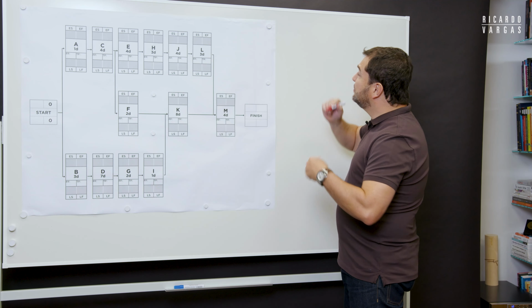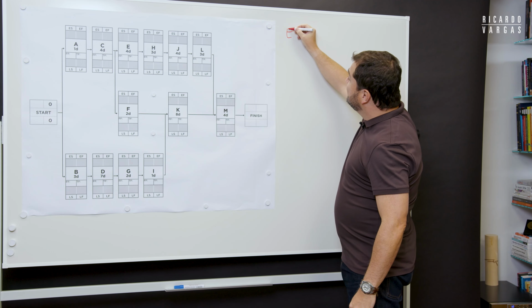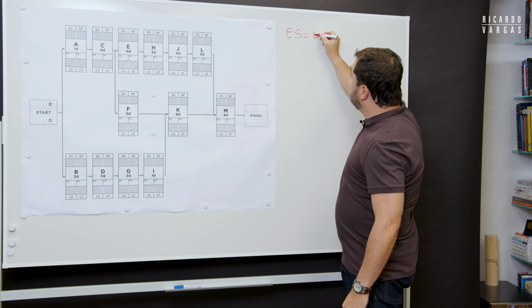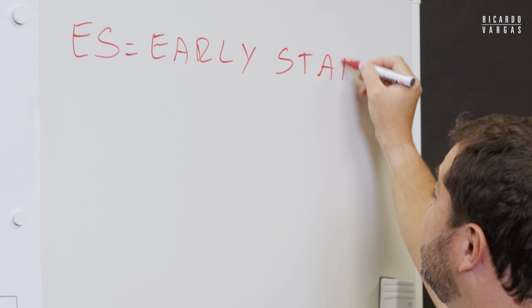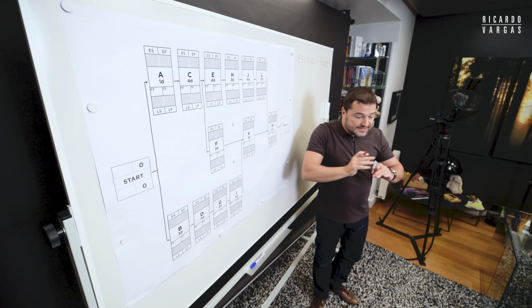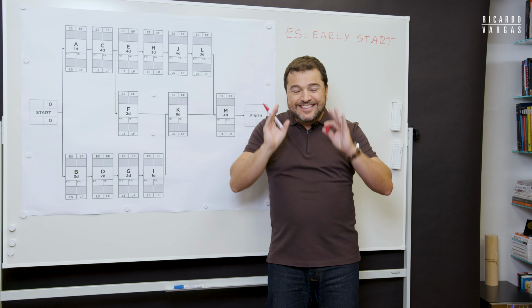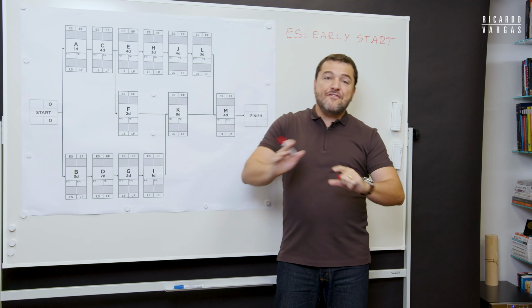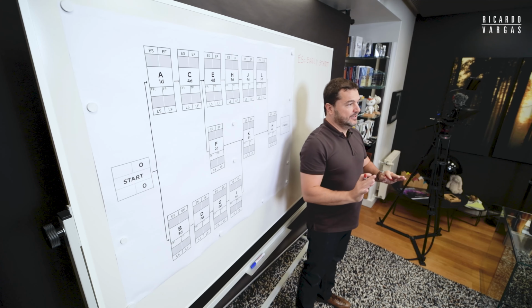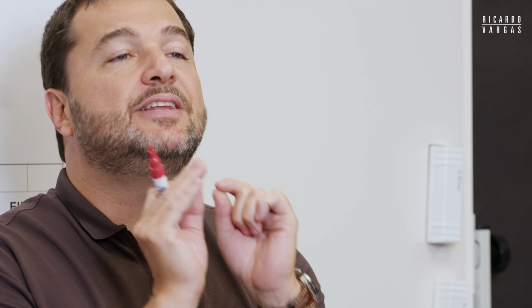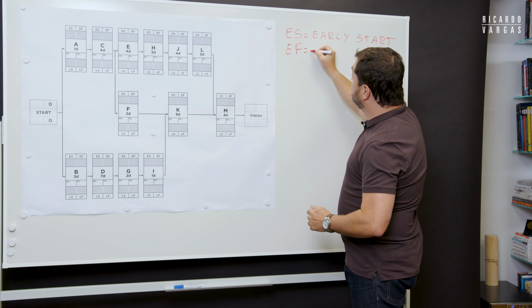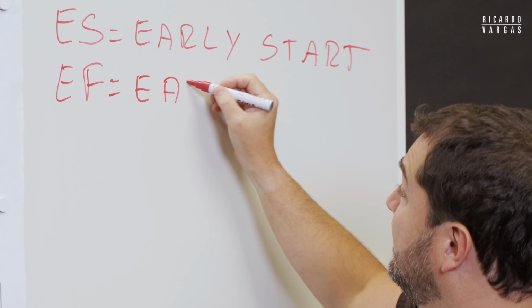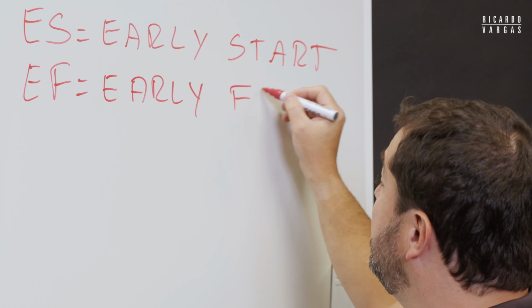First, let's try to understand this. What is the concept of ES? It means early start. It means, what is the best possible date that that task can start? If everything happens perfectly, what is the best, the dream date for that task to start? If early start is this, early finish is what? It is the early finish of that task.